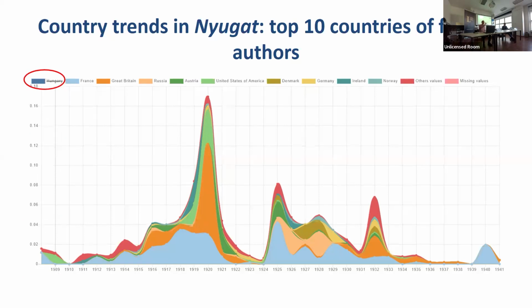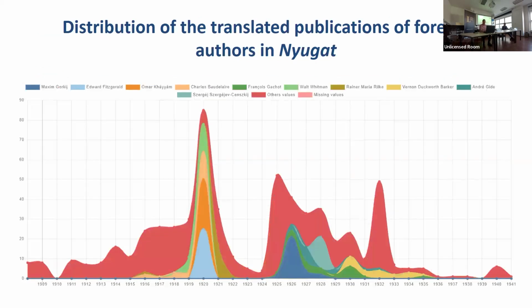This is just an example that you can toggle on and off the different metadata fields. So, for example, I just switched off Hungary because I was only interested in the foreign authors' publications. You can see this on the second visualization, the actual foreign authors in Nyugat. I mentioned, for example, the peak in 1920. You can see that Edward Fitzgerald and Walt Whitman, the American author, dominated the scene in 1920, and Gorky, for example, in the second part of the 1920s.